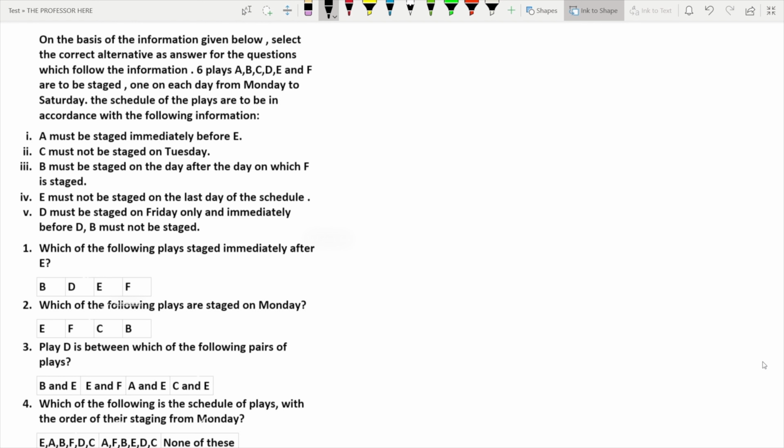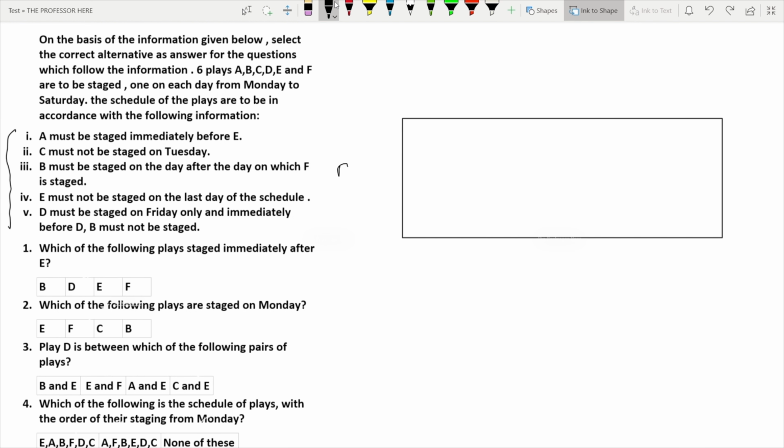Question. On the basis of the information given below, select the correct alternative as answer for the questions which follow the information. 6 plays A, B, C, D, E and F are to be staged, one on each day from Monday to Saturday. The schedule of the plays is to be in accordance with the following information. So we have to read these points and from that we have to solve the question. So let's make it into a table. We'll draw it like this. We will write the information inside this diagram and the days here: Monday, Tuesday, Wednesday, Thursday, Friday and Saturday.